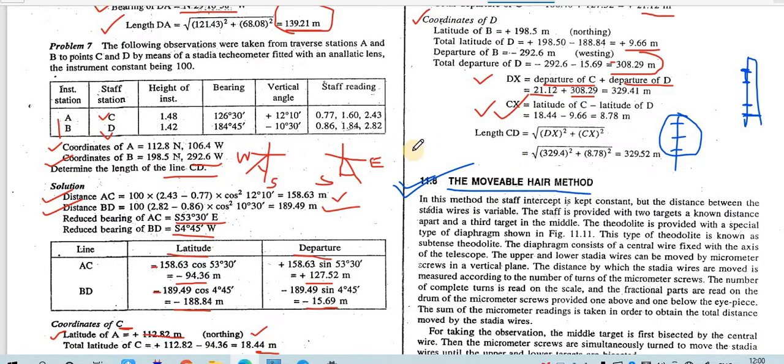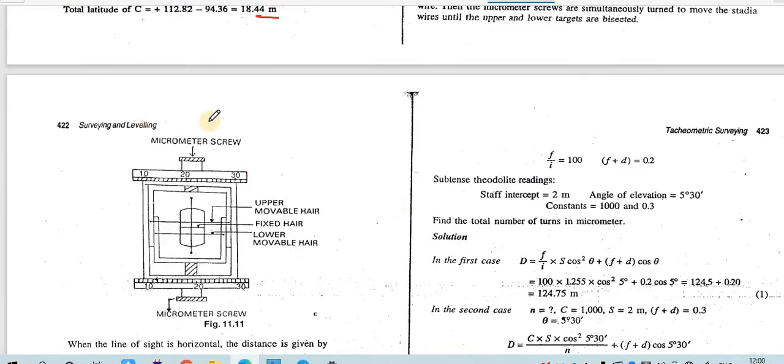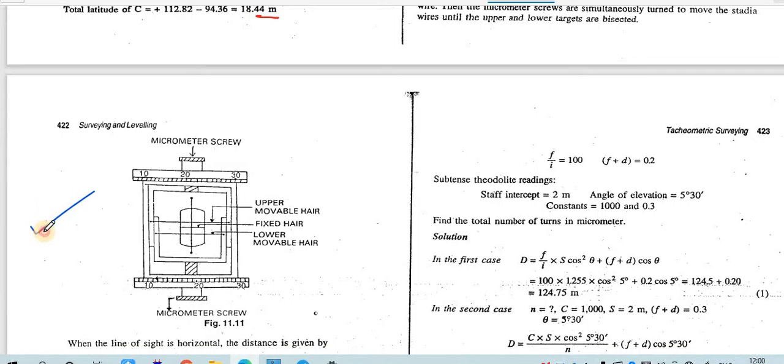Okay. Mostly in the field, the method adopted is the fixed hair method only. The movable hair method is not generally used, but it is a type, so you need to know exactly what it is. In this diagram representation of the diaphragm, you can see the top upper movable hair, and this is the fixed hair. One more thing, the central hair is always fixed. That cannot be moved.